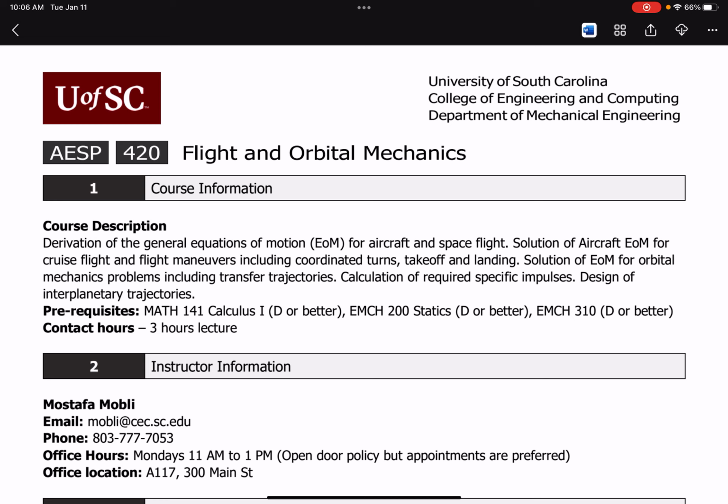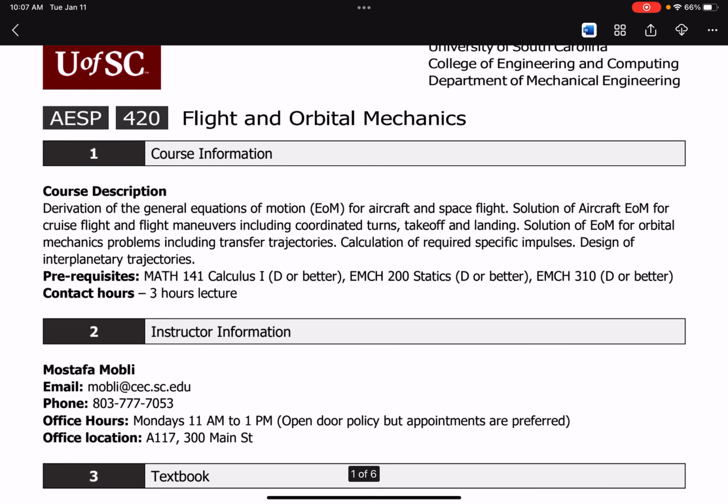So with that aside, let's go ahead and go over the syllabus. All of you should have a hard copy of the syllabus. If you don't, there is some more here. This is the flight and orbital mechanics. Make sure to take the syllabus.